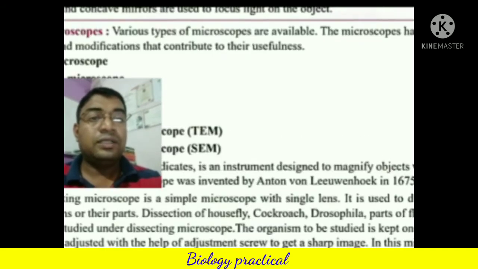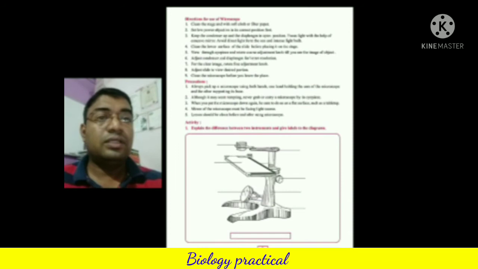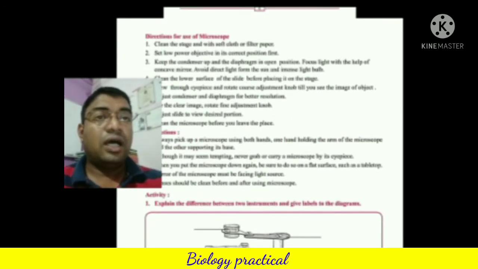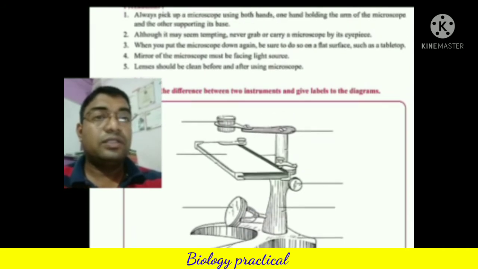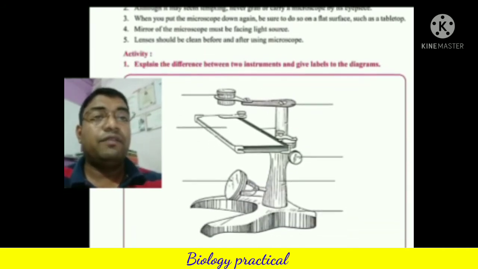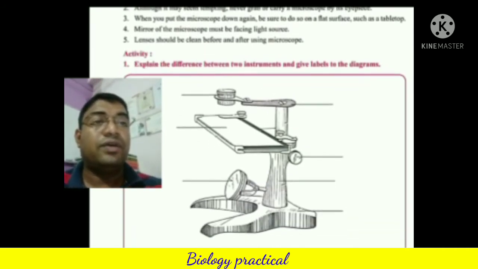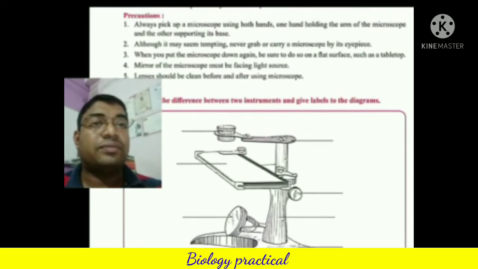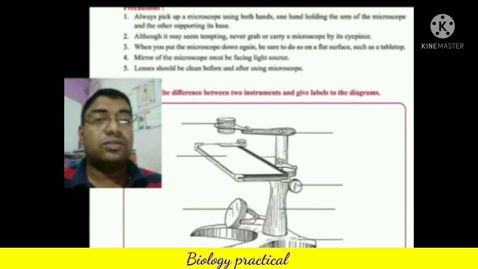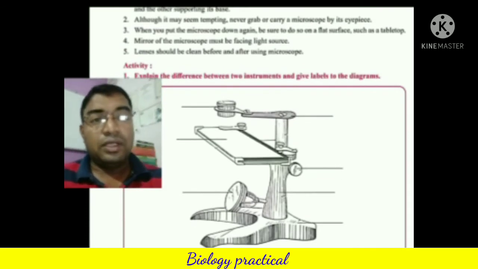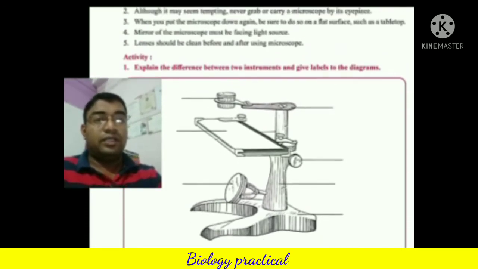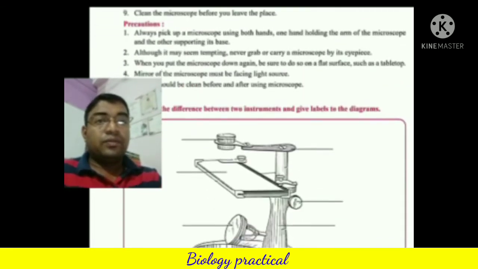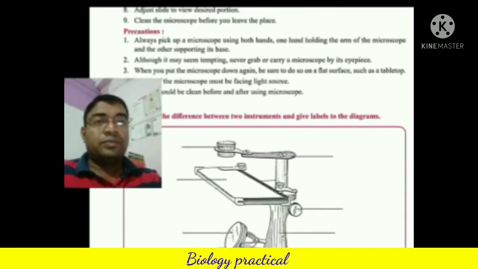Okay, let us see how we have to do the experiment. It's a demonstrative experiment, so we have to label this. It is written: explain the difference between the two instruments and give diagrams in the tables. We have two different kinds of microscope: one is the dissecting microscope and the other is the compound microscope. The one you are seeing on the screen is a dissecting microscope, which is used for observing objects.